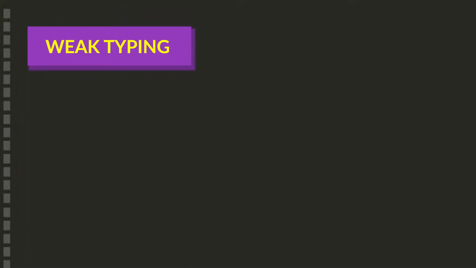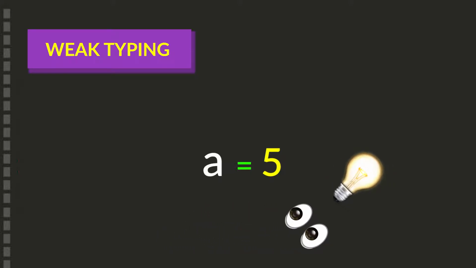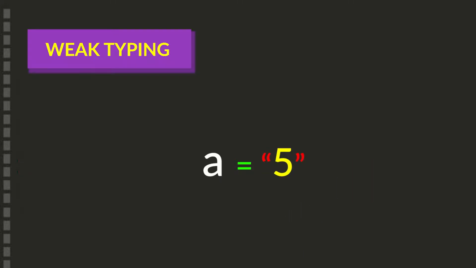On the other hand, in the weak ones, you can put the name of the variable you want, for example, a equals 5, and the programming language will guess or will kind of try to assume that that's going to be a number, you know? Because a string will be with quotation marks.